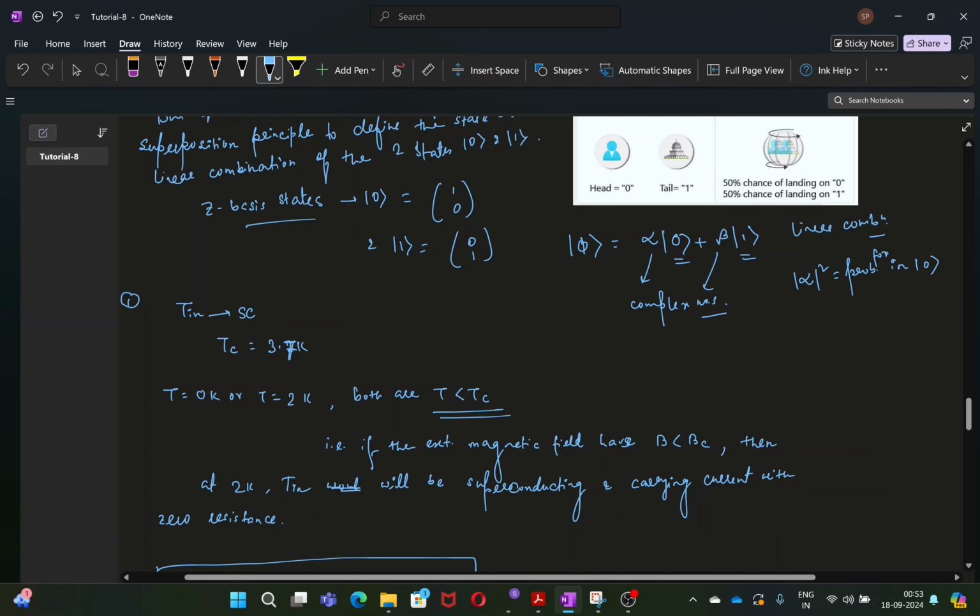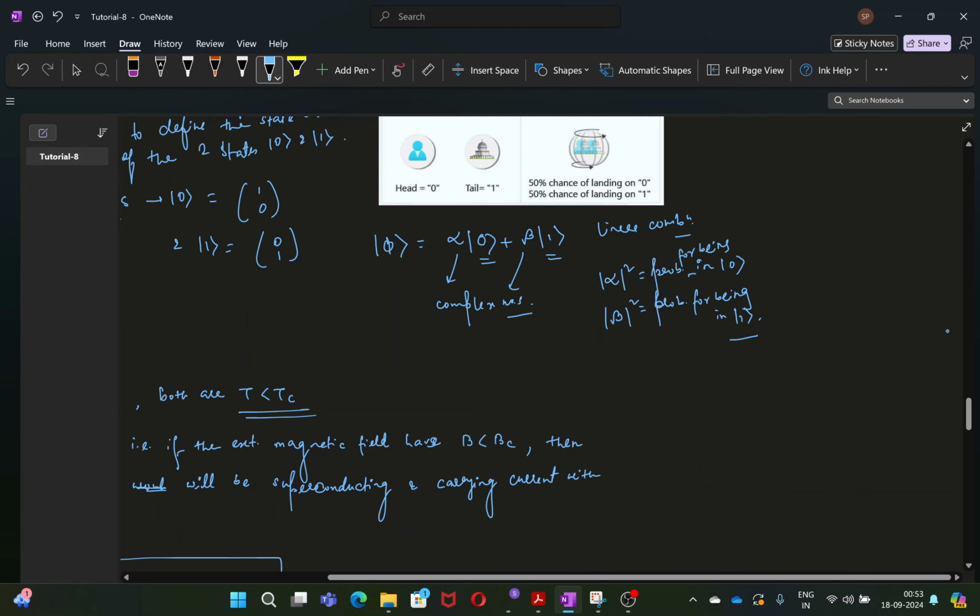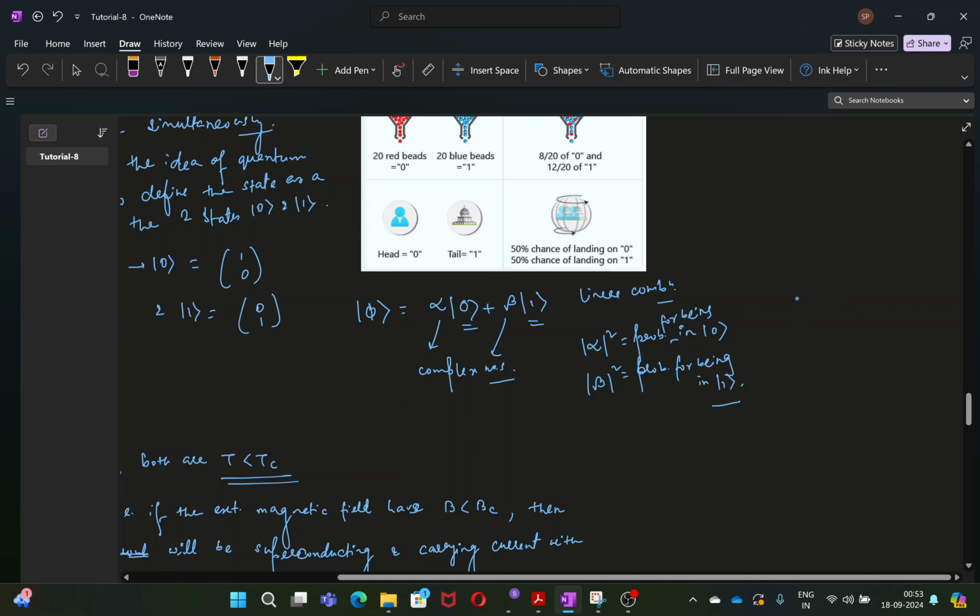Here your basis states are 0 and 1, from which the total state has been formed, and alpha and beta are complex numbers, the complex amplitudes for the states 0 and 1. Alpha mod square is the probability for the state being in 0, and beta mod square is the probability for the state being in 1. Your total probability, alpha mod square plus beta mod square, is equal to 1.